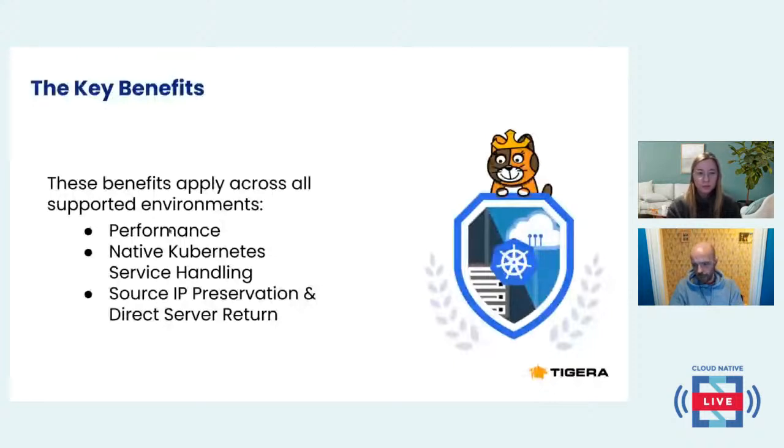And that happens because when you attach code at those eBPF hooks, you're running the code inside the Linux kernel with the performance that you would expect to gain there. And you can cut out bits of code that you didn't intend to run. So you get better performance, which is less CPU or more throughput, which are opposite sides of the same coin. You get native Kubernetes service handling that we'll talk about more in a moment, and then you get source IP preservation and direct server return.